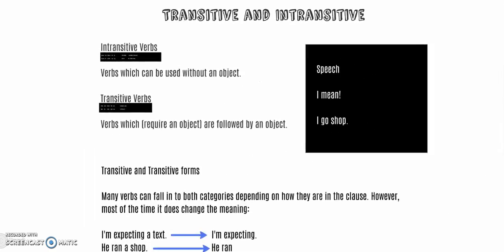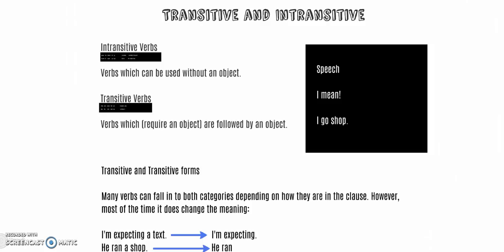So if intransitive is verbs that are used without an object, transitive require an object, which are followed by an object. Now I'm not going to say require an object, because those that fall into both, I would use the phrasing of they can be in their intransitive form or transitive form. It's much safer talking about them like that rather than just permanently categorizing, saying this is a transitive verb.